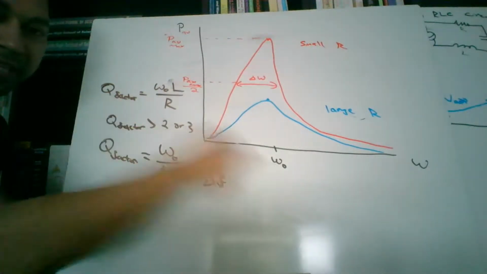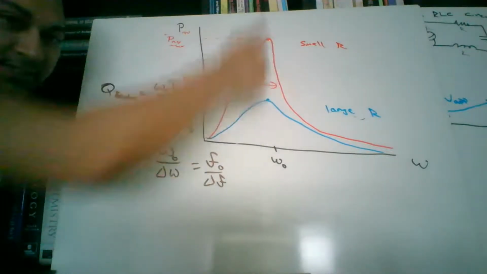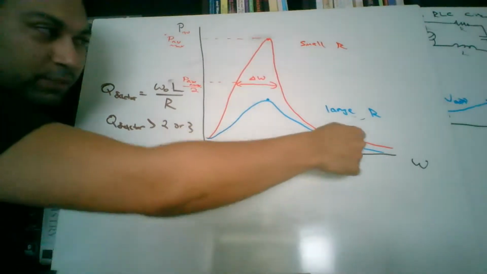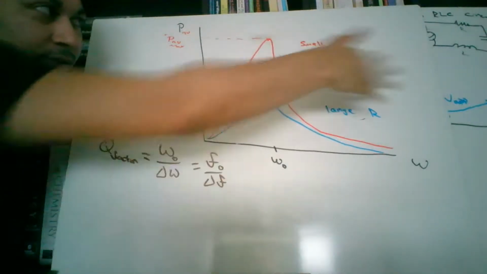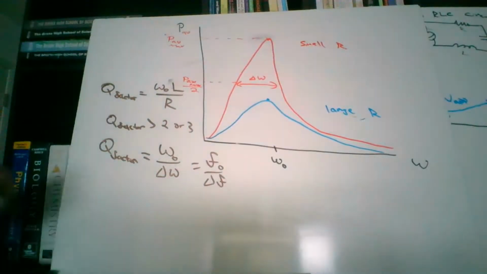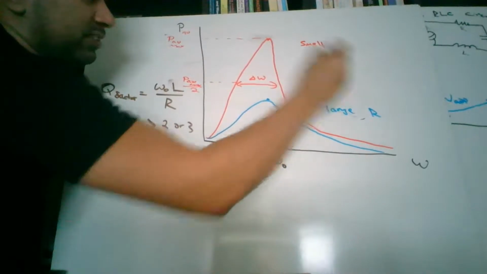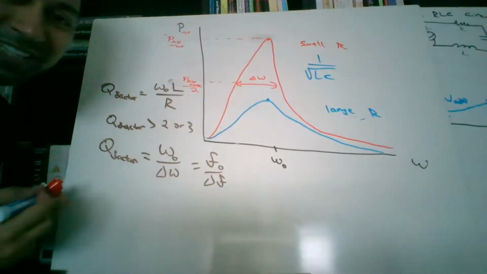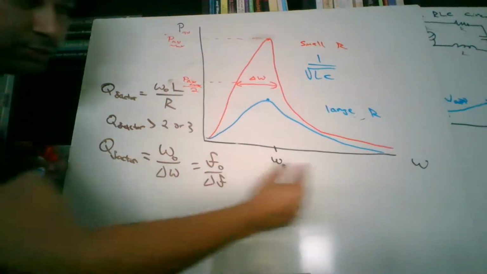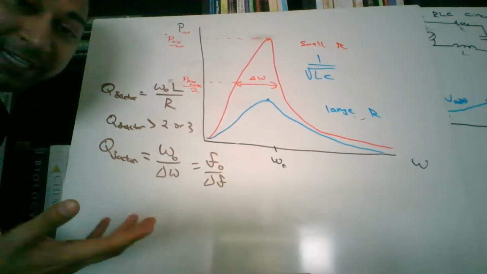So how could you change the natural frequency? Because not all radio stations are located at this wavelength. Maybe some radio wavelengths peak at this wavelength or that wavelength. How do you change omega naught? Well, omega naught is given by 1 over the square root of LC. So if you change the inductance or the capacitance, you can change where the natural frequency will be. And that's how radios work.